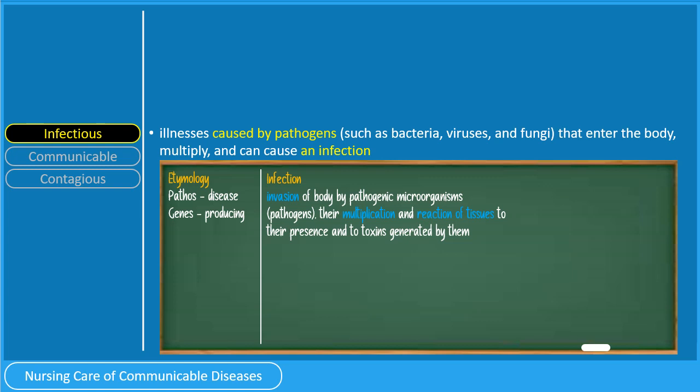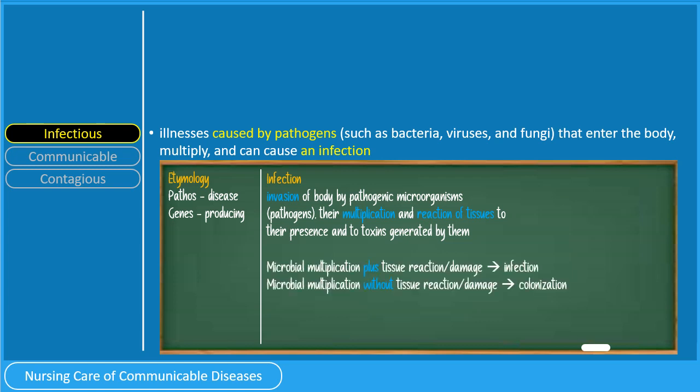Some authors use the term colonization to describe a state when microorganisms, including those that are pathogenic, are present at a body site but are doing no harm and are not causing symptoms of infection. To summarize, microbial multiplication plus tissue reaction or damage is termed as infection, while microbial multiplication without tissue reaction or damage is termed as colonization.